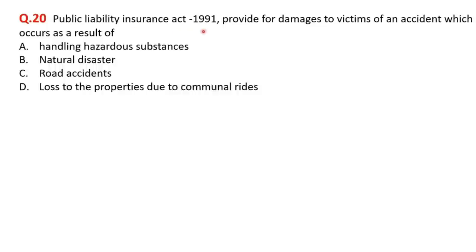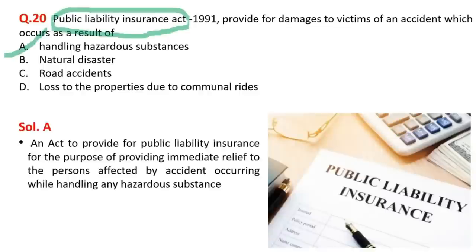The Public Liability Insurance Act of the year 1991 provides for damages to victims of an accident which occurs as a result of what? Option A, handling hazardous substance; natural disaster; road accidents; loss of properties due to communal riots. So which of these does the Public Liability Insurance Act consider? It is for handling hazardous substance. So if in an industry some mishap happens and it gets blasted, something like that, if there are any casualty or fatality, they will get financial assistance through this insurance scheme launched by the government.